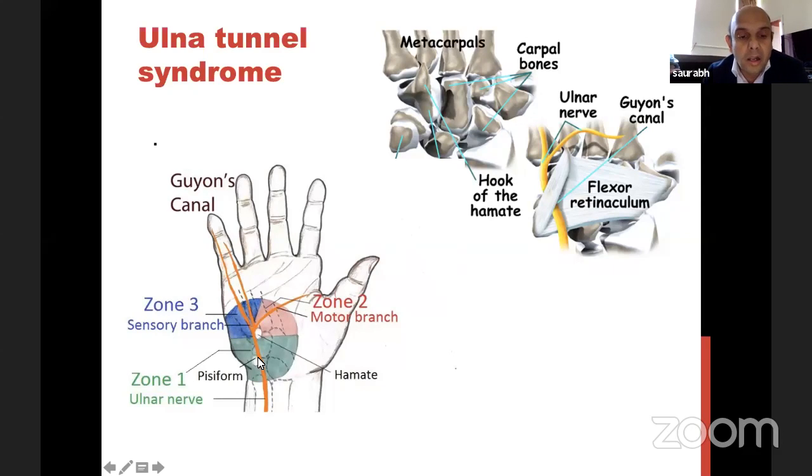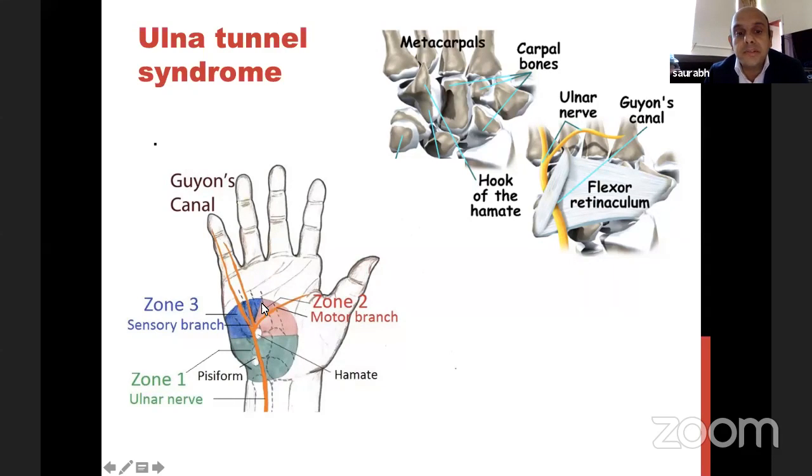Then coming back to another picture. So there are 3 zones. That's pisiform, that's hamate. So if the ulnar nerve is involved right up to hamate, that's zone 1. It hasn't divided into its branches as yet. So the patient is going to have both sensory and motor symptoms. As soon as it crosses hamate, that's the deep motor branch. That's the sensory branch. So zone 2 is motor, zone 3 is sensory.